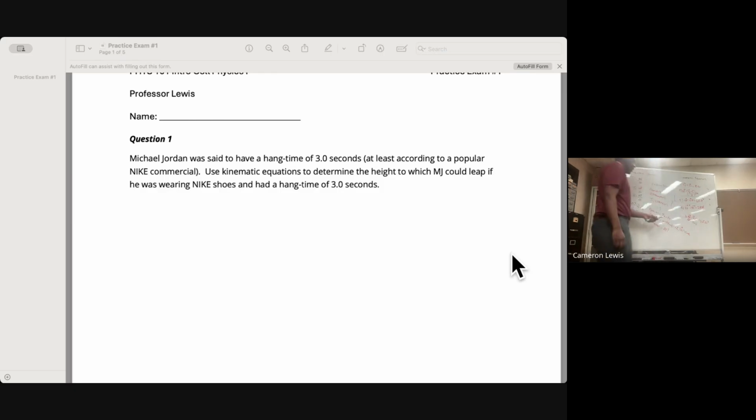Now, the given time is how much? 3 seconds, right? But like she just said, with hang time, hang time would be what? The total.